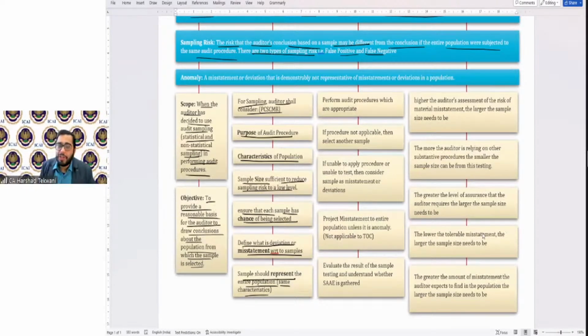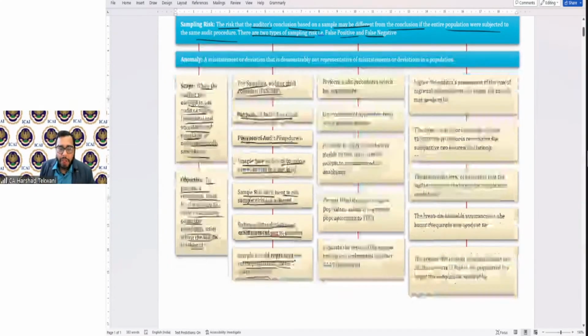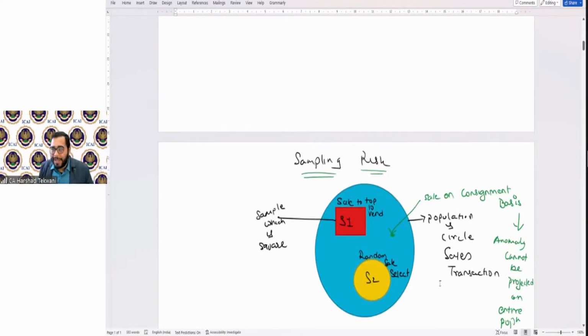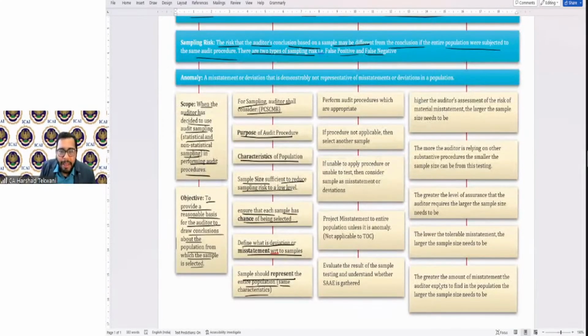Now, what if the audit procedure is not applicable to that particular sample? Let's say, for example, I wanted to have only sales on consignment basis, but when I selected the population, some normal credit sales also came into my sample selection. If the procedure is not applicable to a particular sample, then I need to select another sample. If I'm unable to apply the procedure or unable to test, then consider the sample as a misstatement or deviation.